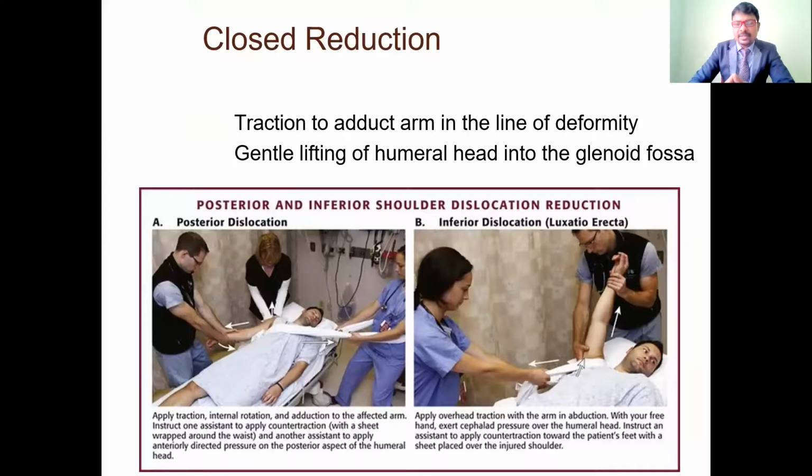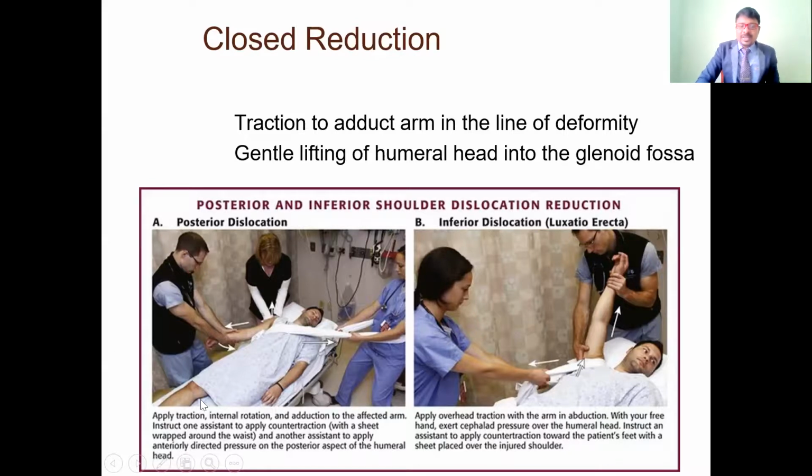So what is the management here? The management also is going to be the traction and counter traction method. Here we adduct the arm in the line of the deformity, with gentle lifting of the humeral head into the glenoid fossa. The patient should be in the supine lying position, with the same traction and counter traction method. Here we give the traction with slight internal rotation and also adduction of the affected arm. We give longitudinal traction, and slightly we give internal rotation of the shoulder, then the adduction. If we give this adduction, the affected arm is going to relocate the joint.